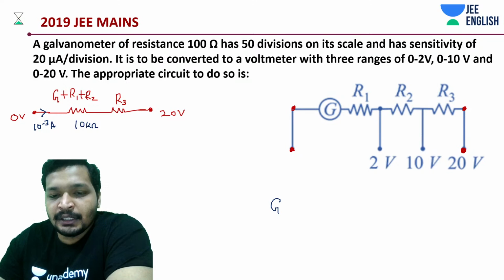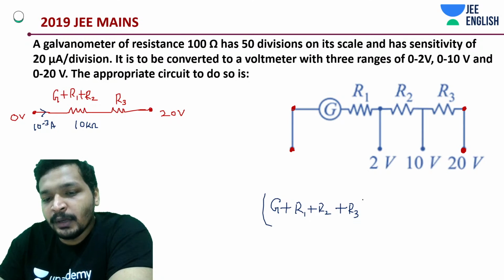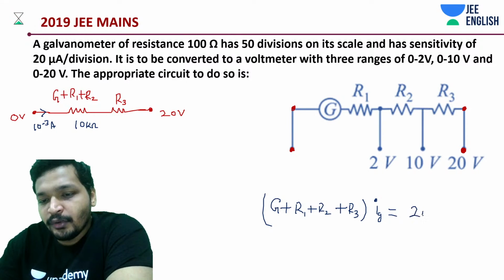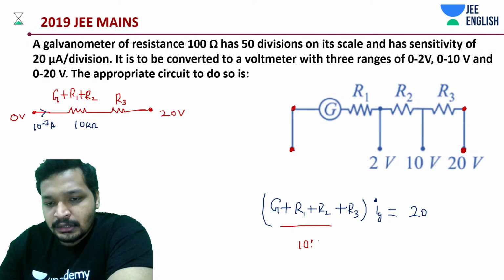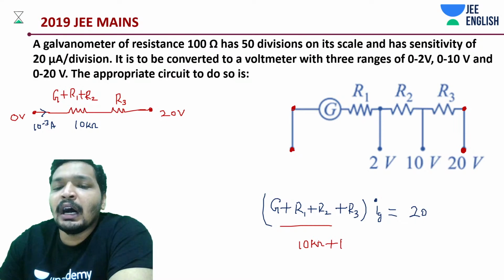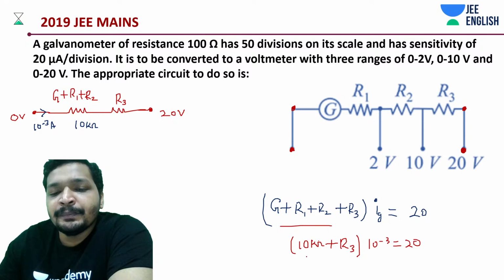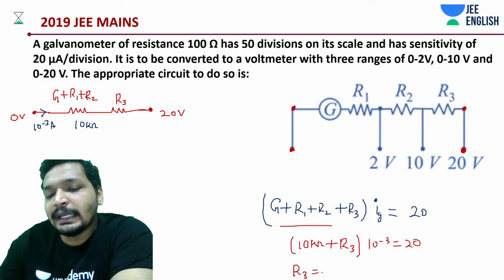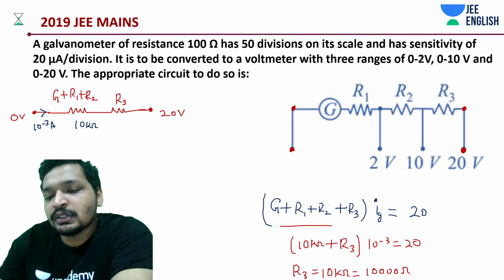I don't think an explanation is required around this. G plus R1 plus R2 plus R3 into 10 to the power minus 3, that is Ig, is going to be 20 volts. So we know this value is 10 kilo ohms, plus R3, into 10 to the power minus 3, equals 20. That means R3 plus 10 kilo ohms is going to be 20 kilo ohms. That means R3 should be 10 kilo ohms, which is 10 to the power 4, or 10,000 ohms.